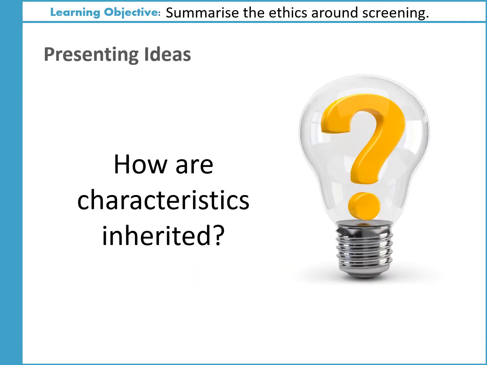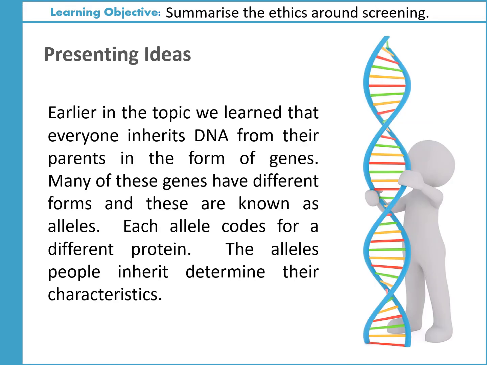So let's quickly recap on how characteristics are inherited. We've learnt previously that the DNA that we inherit from both of our parents contributes to our genotype and to our phenotype. Now, any particular gene might have different variations of that gene, and we call those alleles. A different allele might code for a different protein. Again, we've talked about things like eye colour, and you get different proteins contributing to the final outcome, the phenotype for a particular condition or characteristic.